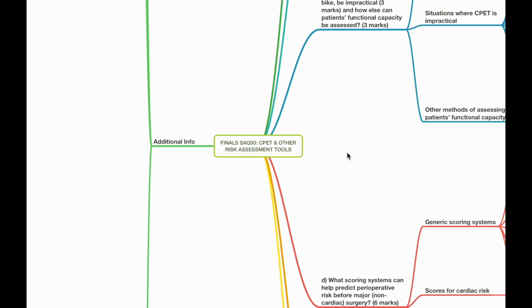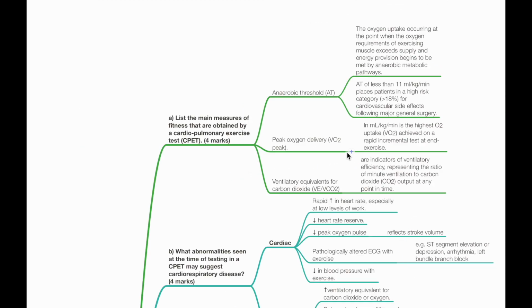Finals SAQ50, CPET and other risk assessment tools. A. List the main measures of fitness that are obtained by a cardiopulmonary exercise test, CPET.